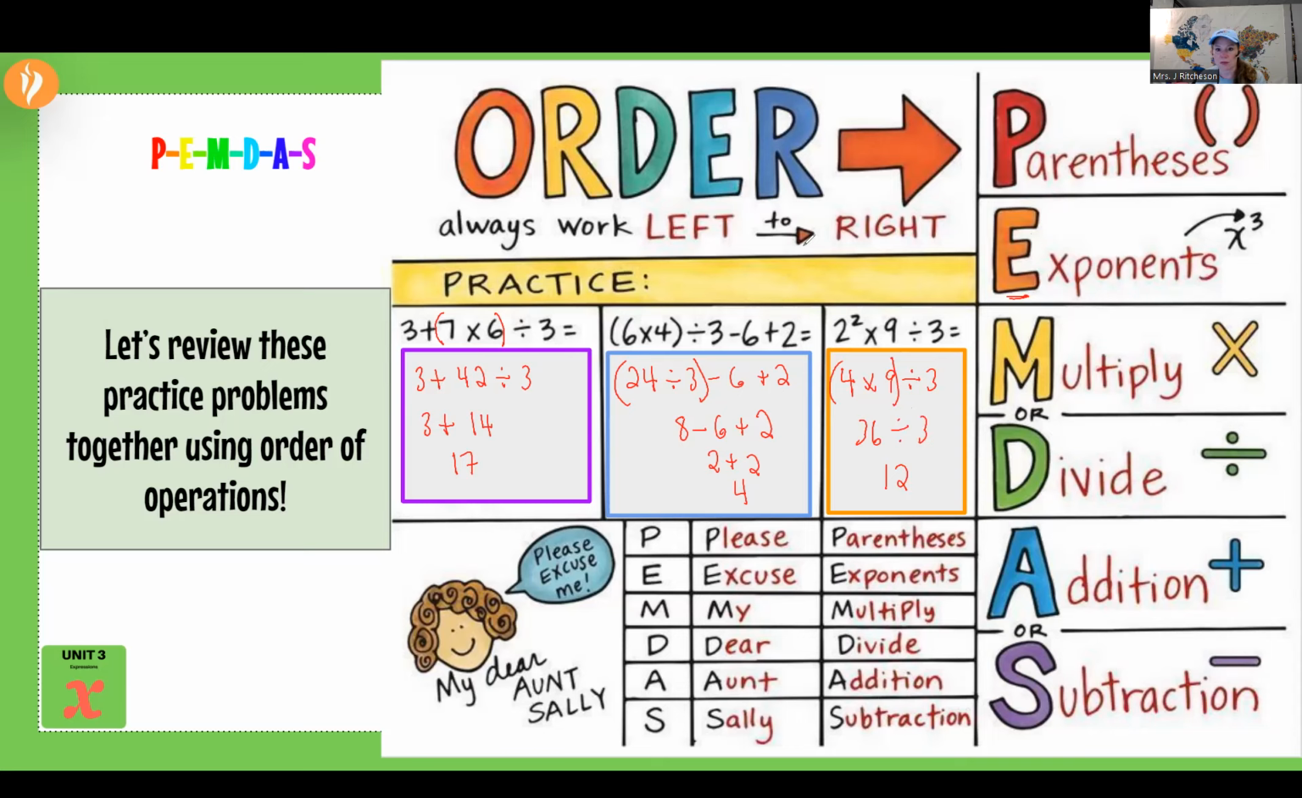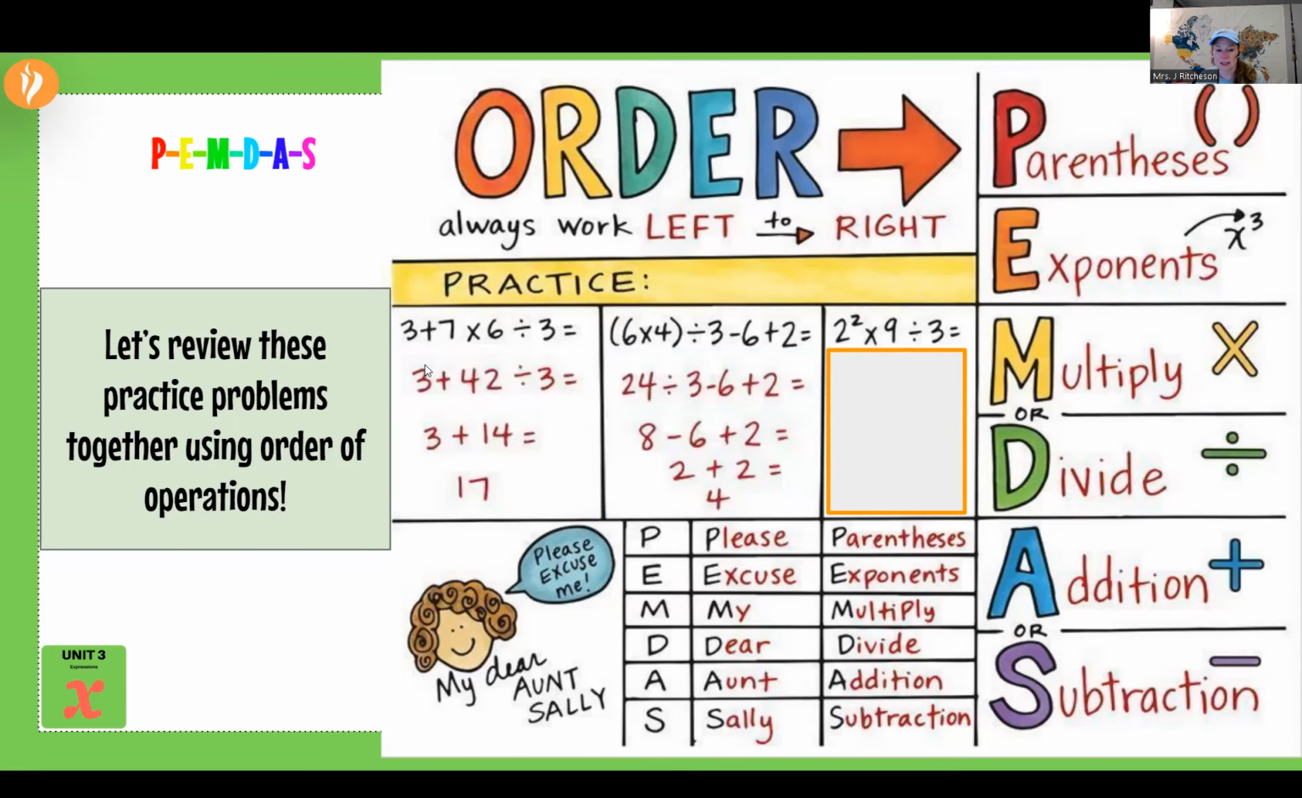Did you guys get those right? 17, 4, and 12.